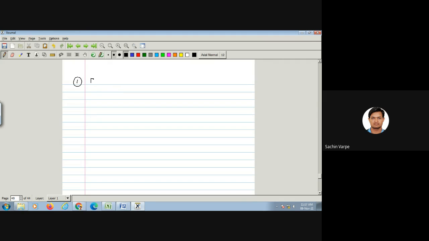Evaluate the integration from 0 to pi of sin square theta upon 5 plus 4 cos theta d theta by Simpson's 3/8 rule, taking h equal to pi by 6.